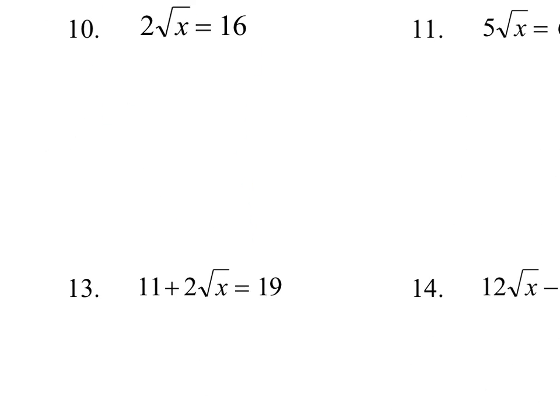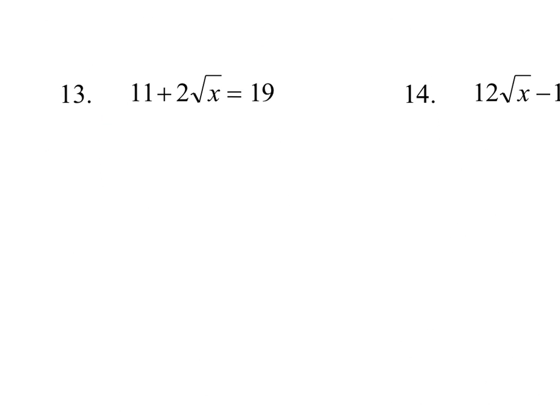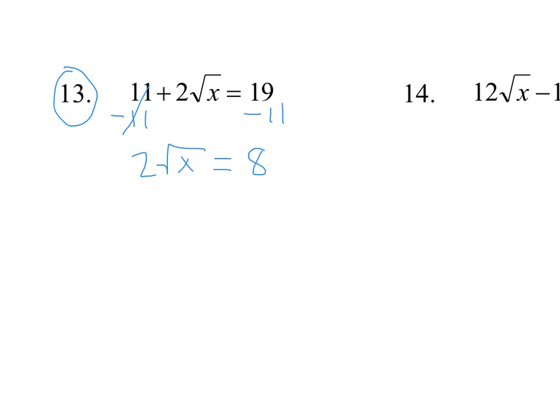Finally, they get even a little bit more complicated than that, a couple extra steps. Let's take a look at 13. Again, we want to get the radical by itself, everything else on the other side of the equal sign. So we have a positive 11 on the left side. Let's get rid of that first. Subtract 11 from both sides. That cancels on the left, and it leaves us with 2 times the square root of x equals, and 19 minus 11 is 8. Now we need to get the radical by itself, so let's divide both sides by 2.